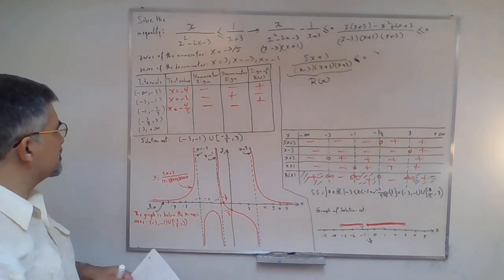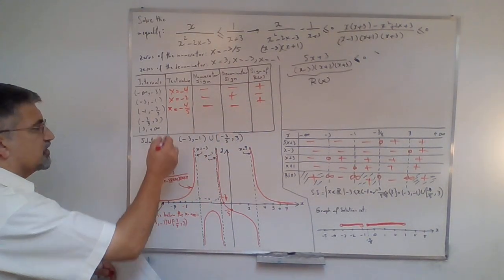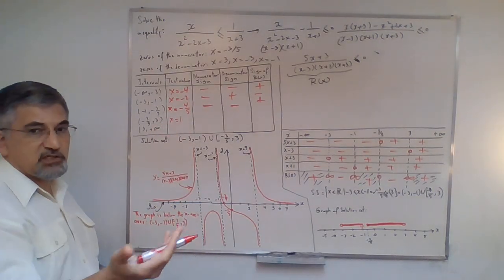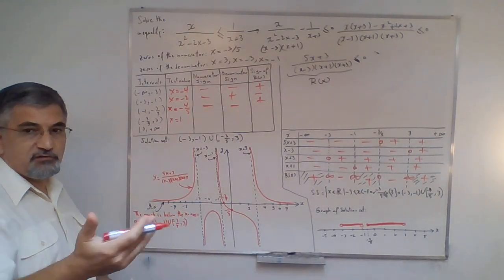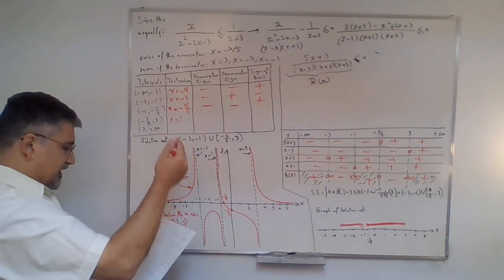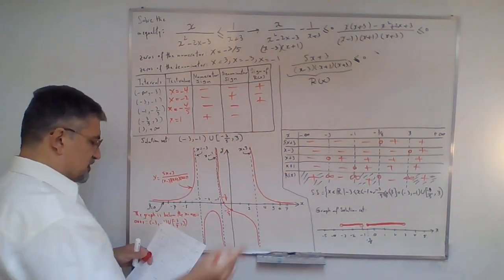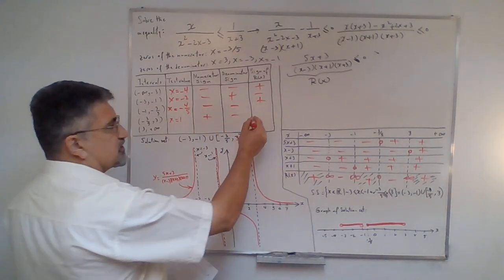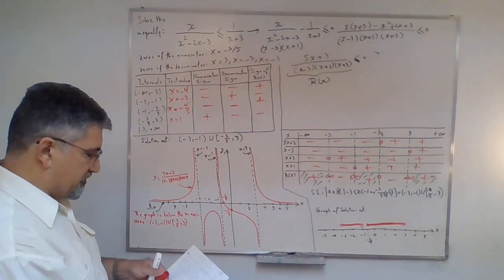The test value I select between 3 and -3/5 would be x equals 1. You can select x equals 2 or 2.5, whatever is easier. Then I end up with a plus sign for the numerator, and the denominator will become negative, causing the whole rational expression to be negative.